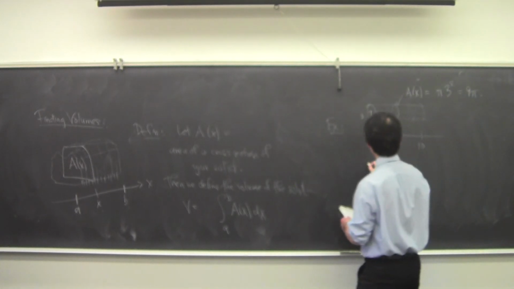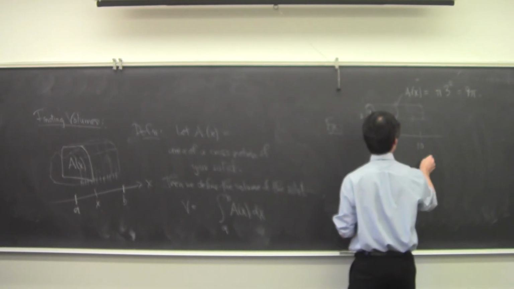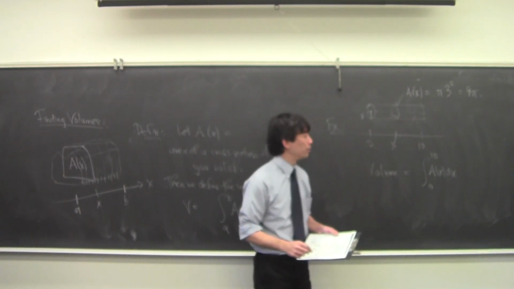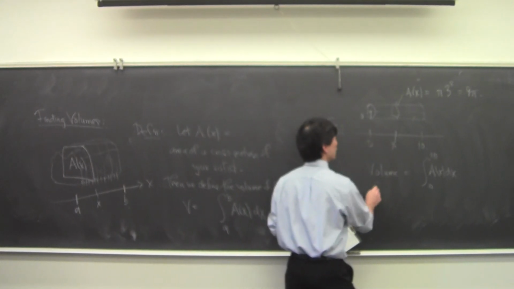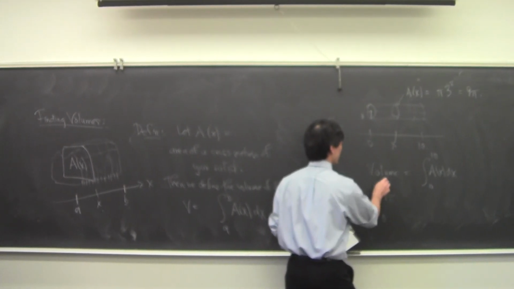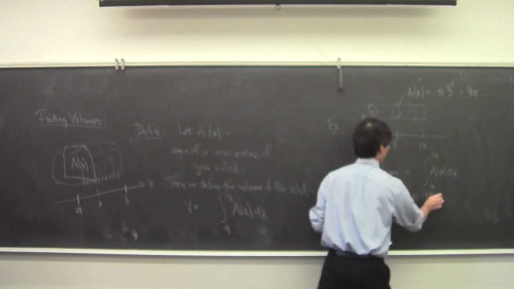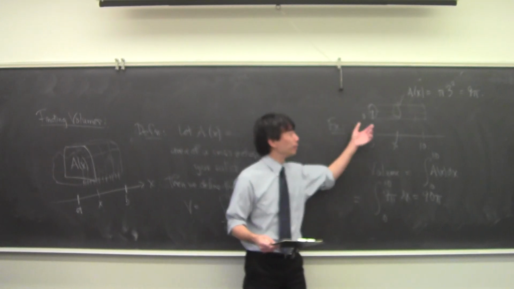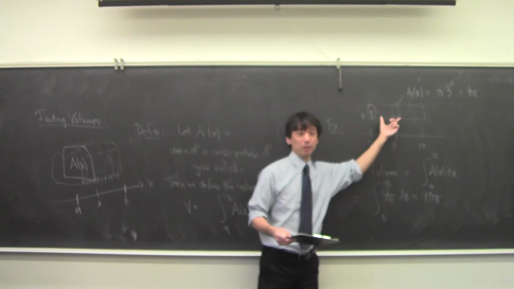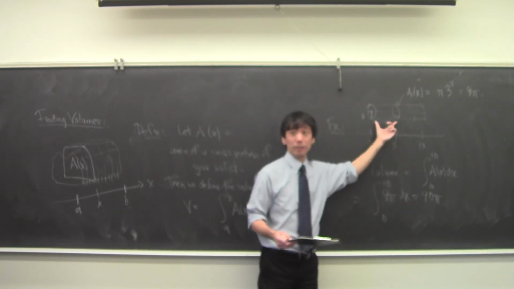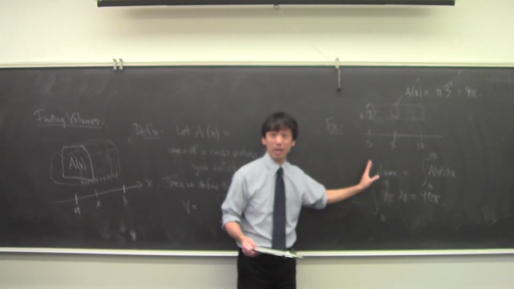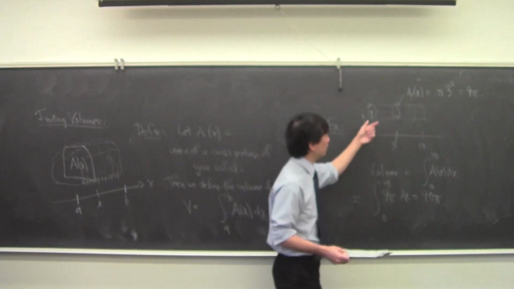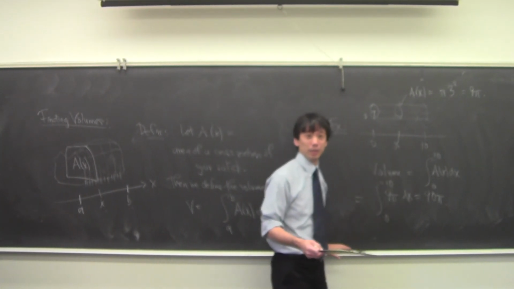And so the volume is going to be the integral from 0 to 10 of this area dx. So you get the integral of 9 pi from 0 to 10 dx. In other words, you get 90 pi. That would be the volume of the cylinder, which you knew already: pi r squared times height. But we're basically deriving the formula here. If you didn't know the formula, you could figure it out this way. You get pi r squared times the length of this integral, in other words, the height of the cylinder.